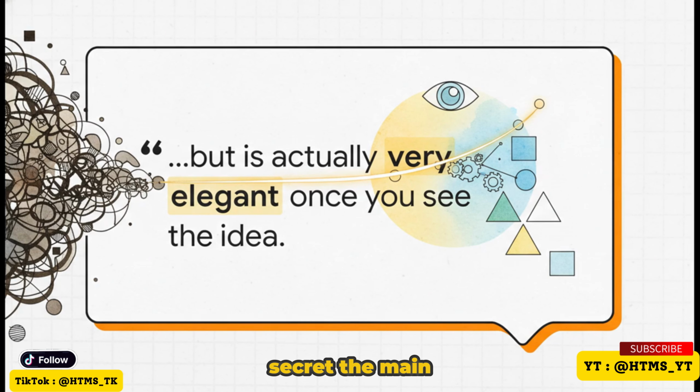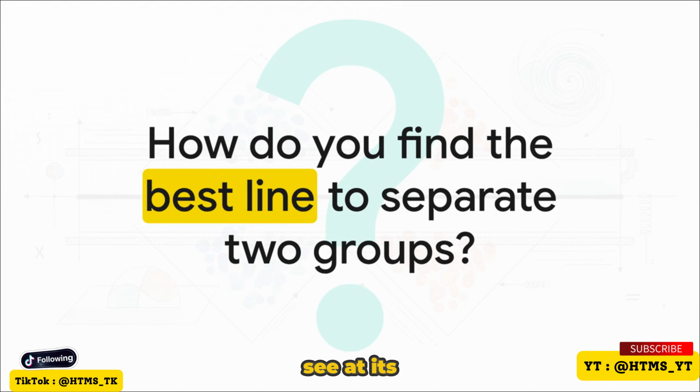But here's the secret. The main idea behind it all is incredibly simple. And honestly, it's pretty elegant. Once you really see what it's trying to do, the whole thing just clicks. See, at its core, an SVM is just trying to solve a really basic problem. Imagine you've got two messy piles of data points, let's say circles and crosses. Your job is to draw a line that separates them.